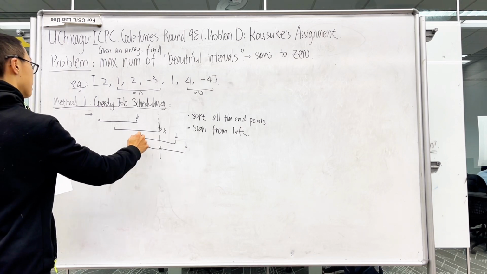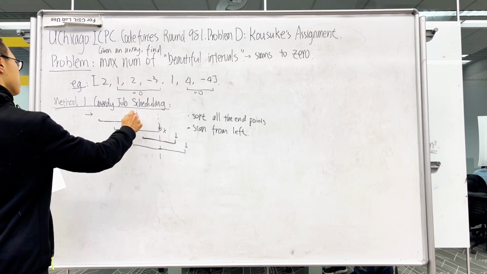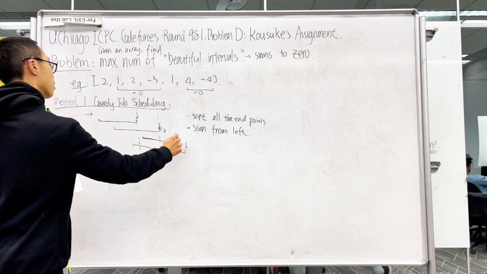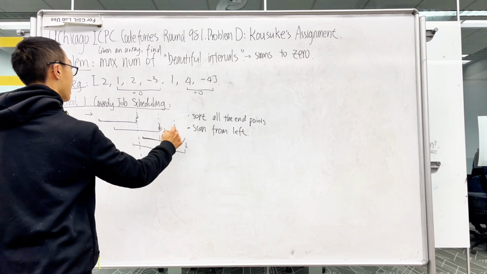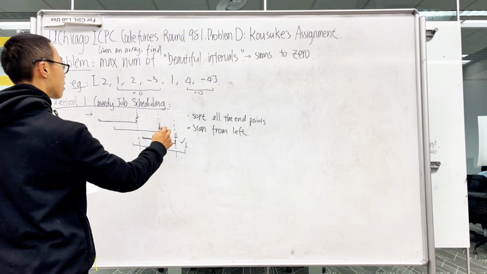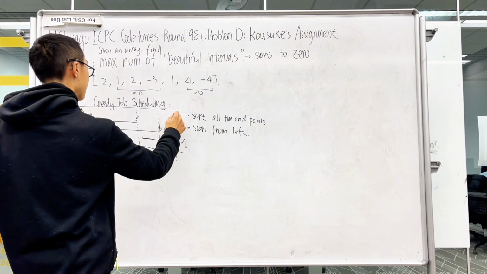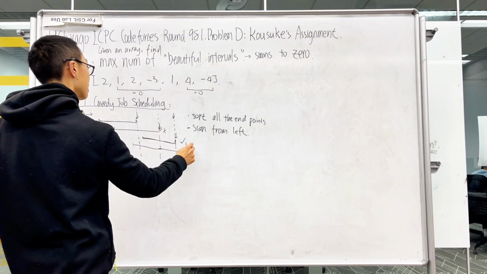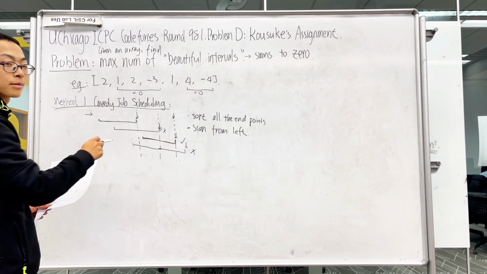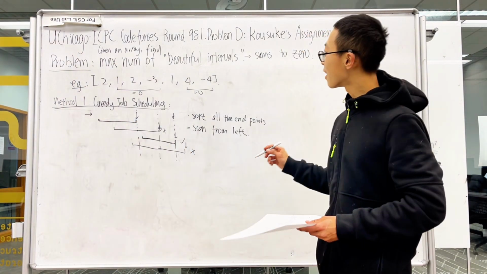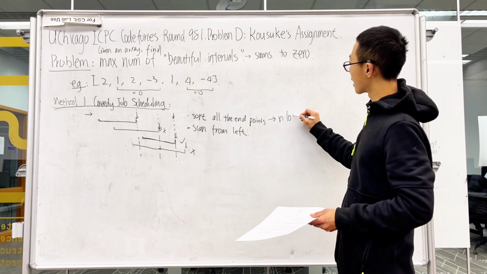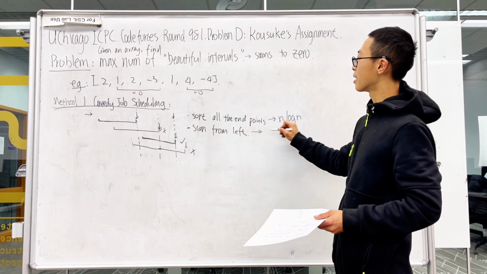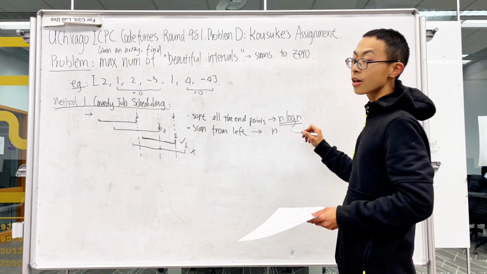The third job doesn't overlap with the current existing endpoint, so we take it. For the last one, the current endpoint is here, and it overlaps with the current endpoint, so we don't take this. Therefore, the maximum number of jobs is 2. What is the time complexity of this greedy algorithm? Sorting, how long will it take? N log n. And scanning is O(n). So this algorithm is n log n.